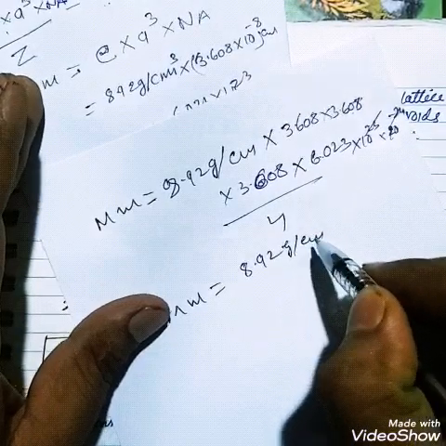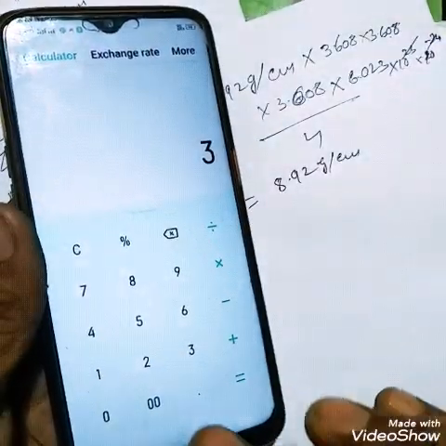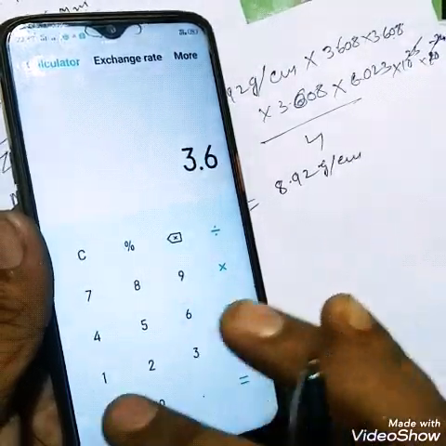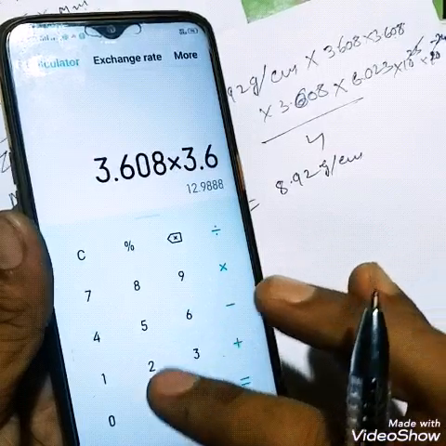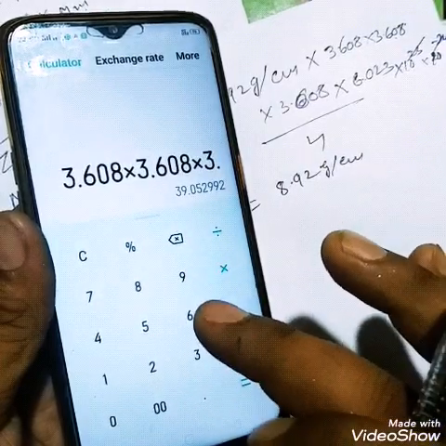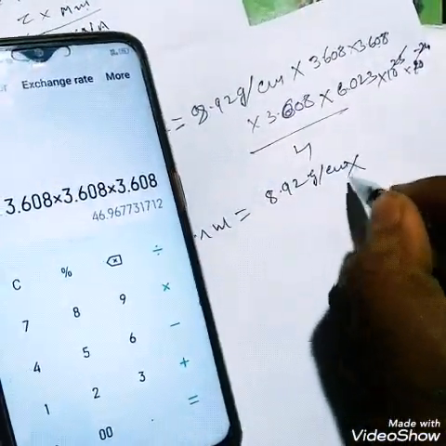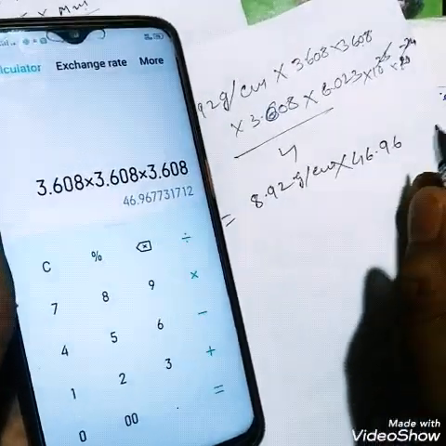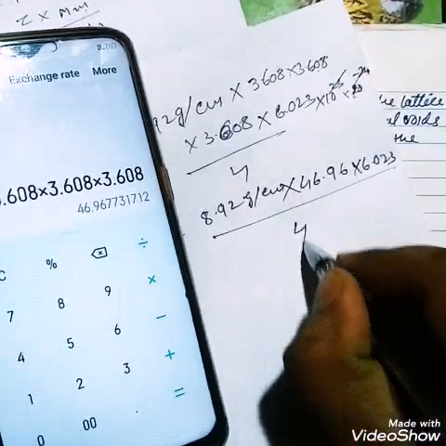Molar mass equals 8.92 gram per centimeter cube. If that case we calculated, now see here: 3.608 into 3.608 into 3.608 gives 46.96, okay, and the last one is 6.023 upon 4.